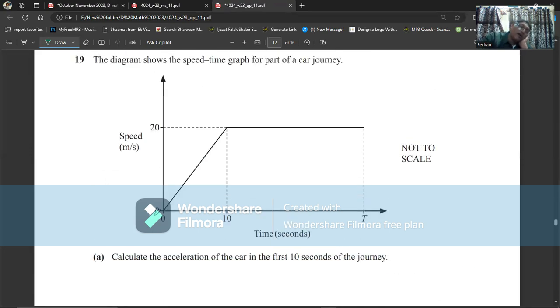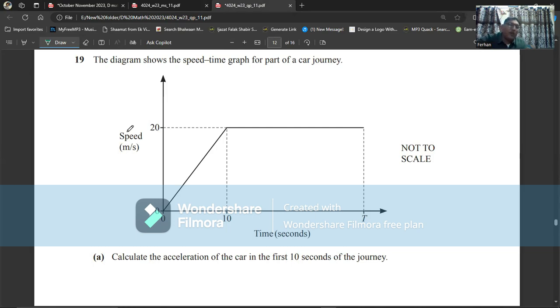Okay, so the gradient of the speed time graph represents the acceleration. So if you want to find out the acceleration, you will have to find out the gradient of the speed time graph in the first 10 seconds. So I will take 2 points on that speed time graph and I will find out the gradient of that line.